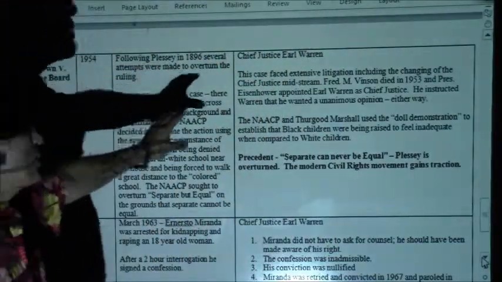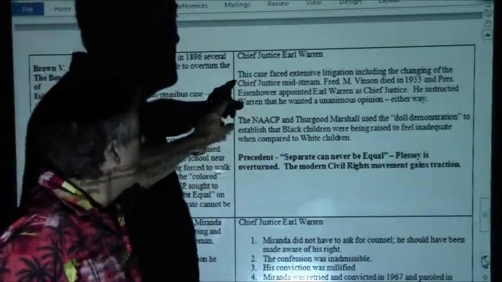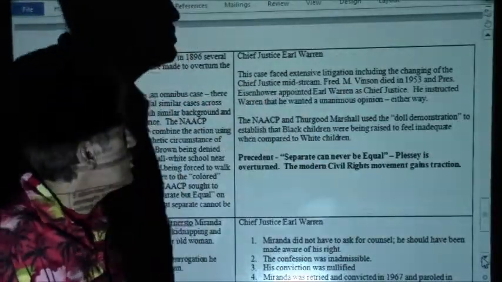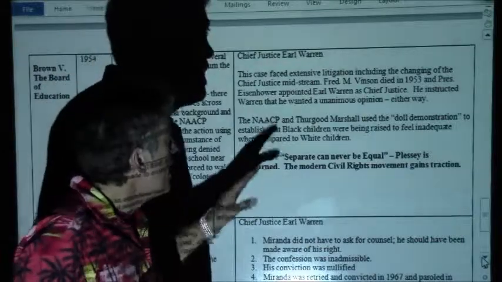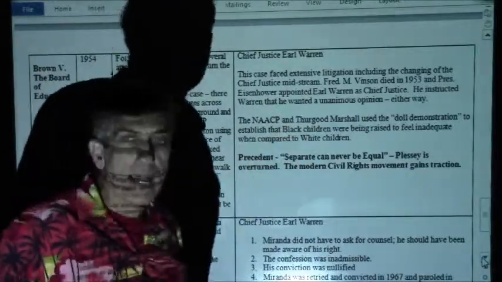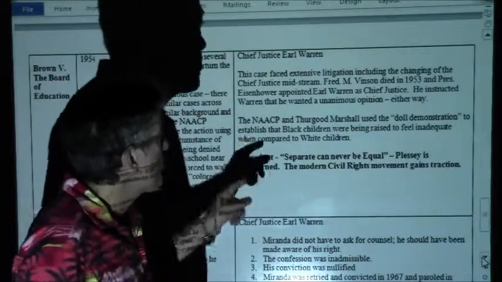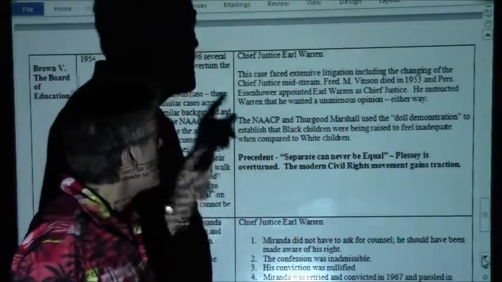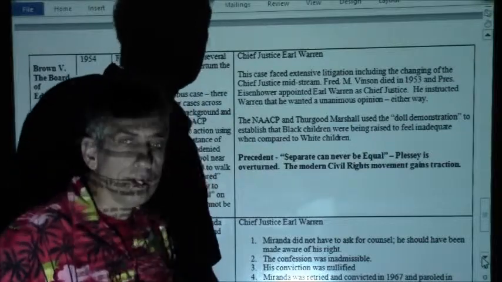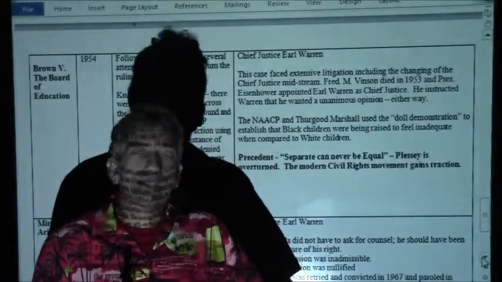Chief Justice Earl Warren, he is the Chief Justice of the Supreme Court at the time. This case faced extensive litigation, including the change of the Chief Justice midstream. A guy named Fred M. Vinson died in 1953 while the case was being argued. And President Eisenhower appointed Earl Warren the Chief Justice. He told Warren, he said, I don't care what the decision is.